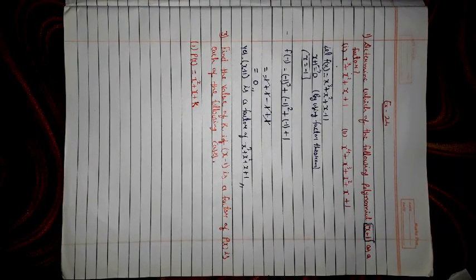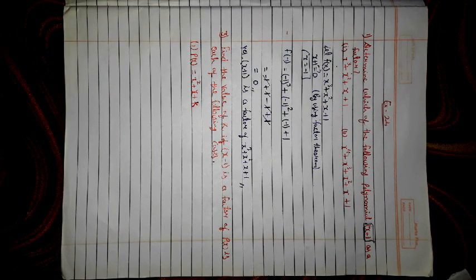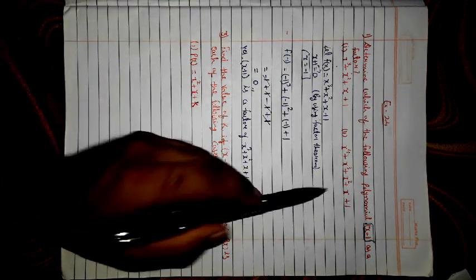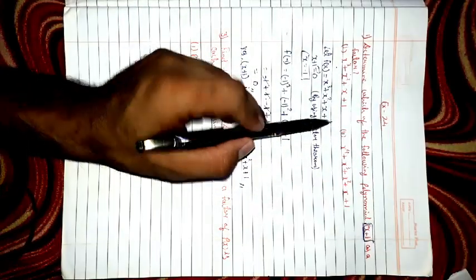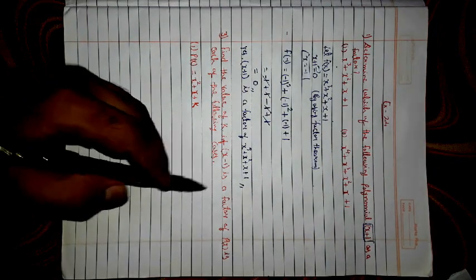Our third question is: find the value of k if x minus 1 is a factor of p(x) in each of the following cases. So we have to find the value of k, and x minus 1 is the factor. It is already given that x minus 1 is a factor of p(x). So you can see the difference. What is the difference between the first and third question? In the first one it was asked to check whether x plus 1 is a factor of the given polynomial, and here x minus 1 is already a factor.